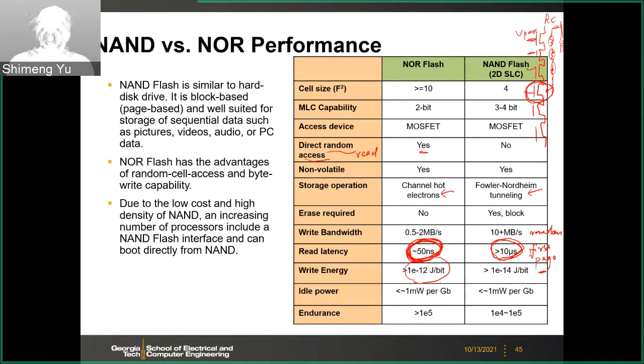This is unlike the NOR flash, because each transistor is in parallel to each other, right? So this is to your sense amp. So you can directly access individual transistors to the sense amp without going through other transistors. But for the NAND flash, you have to go through other transistors. That's why the NAND flash is slower in the initial readout speed.